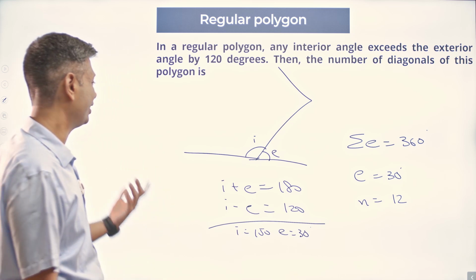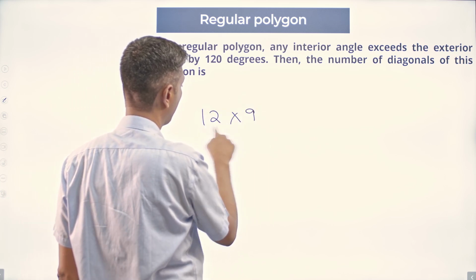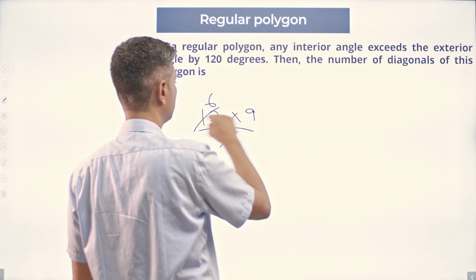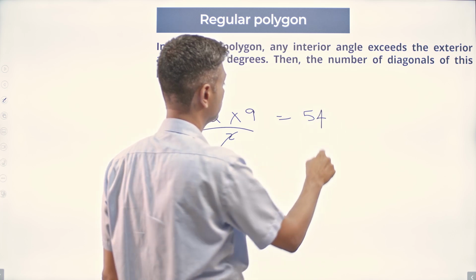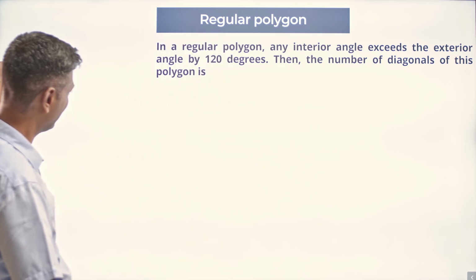The number of triangles is n into n minus 3 by 2, so basically doing 12 into 9 by 2, 12 into 6, 9 into 6, 54. Nice juicy freebie. You know the couple of formulas, just write it down and get the marks.